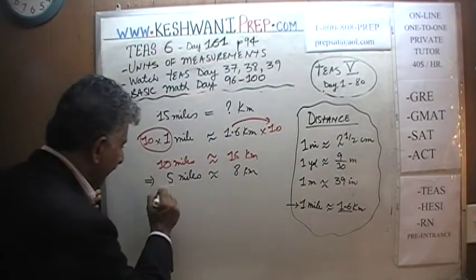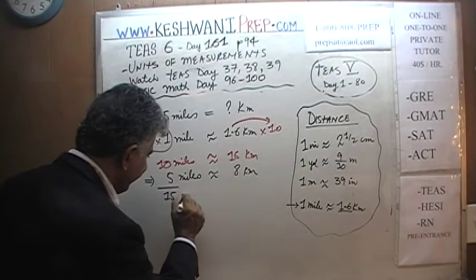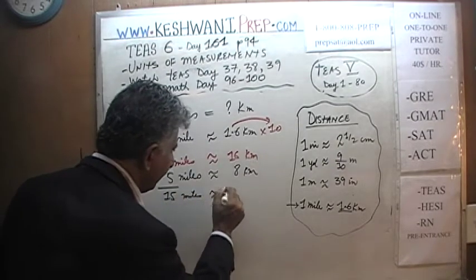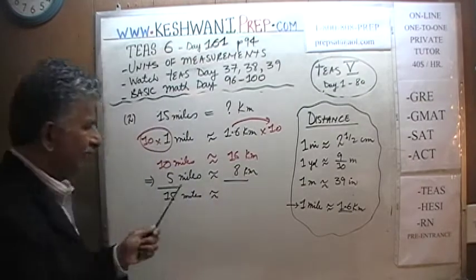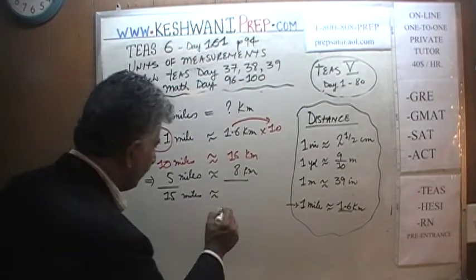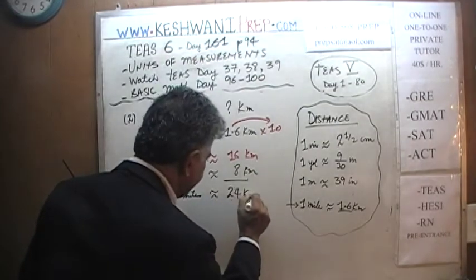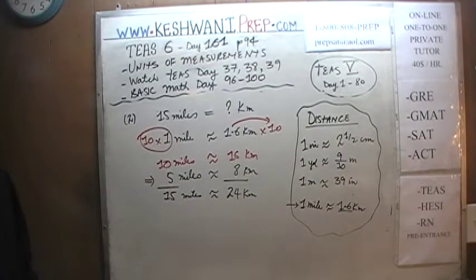That's it, we're done. 10 plus 5 is 15, just add them up. So 15 miles approximately equals 16 plus 8, which is 24 kilometers. That's all there is. Don't have to fuss about it.